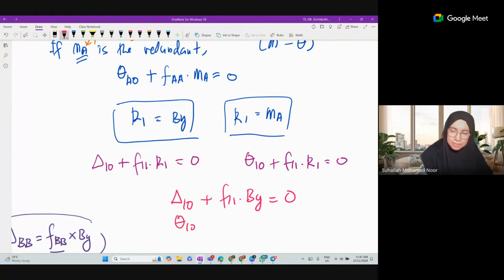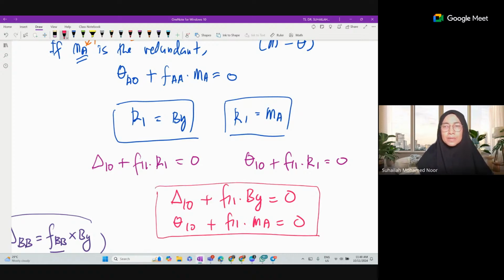theta 11 times MA. So if we use MA as redundant, this one cannot be delta. We have to change to theta, because we understand that the moment pairs with theta, and force is delta. So now we put the right one. So in the solution after this, we will write like this.